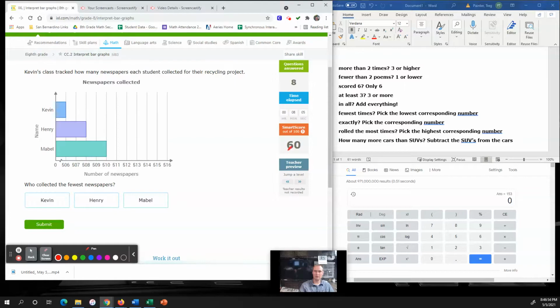All right, how are we doing? We got 8 questions answered. We're at Smart Score 60. This has been a good IXL. It's just interpreting bar graphs.